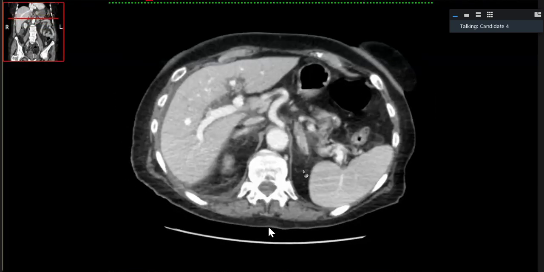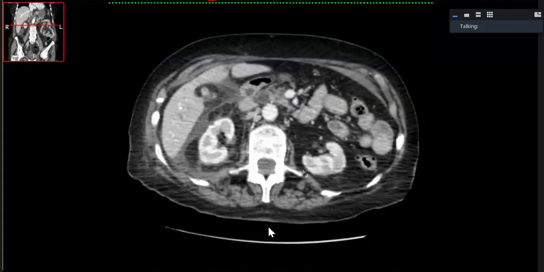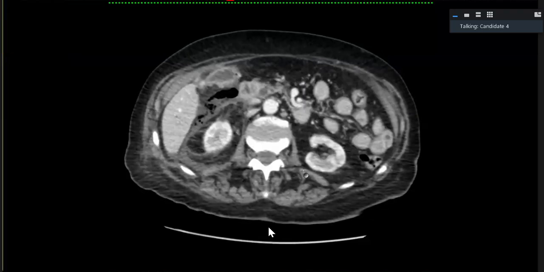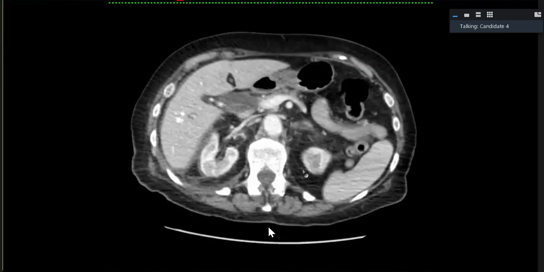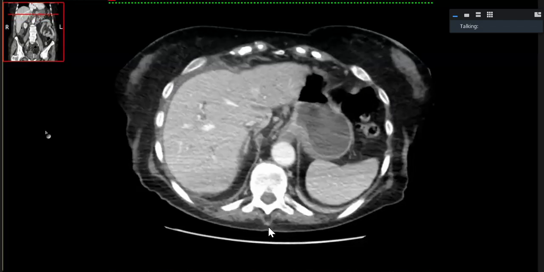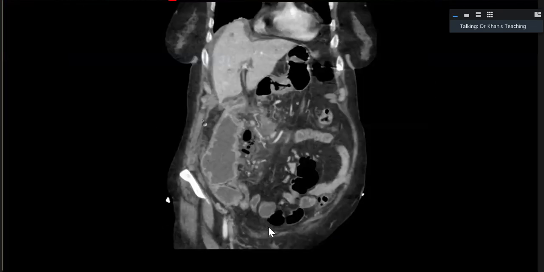Okay. So I would also like to see the coronal images. Just 1 second, please. Here you go.